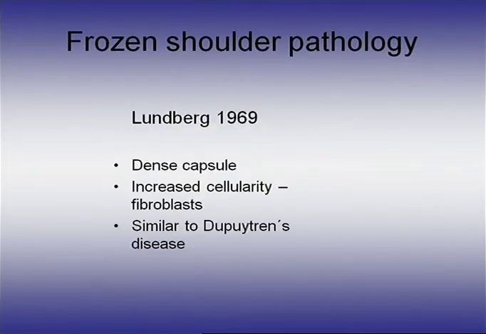Lundberg wrote a thesis about frozen shoulder that he presented in Malmö, Sweden, in 1969. He found a dense capsule and an increased cellularity, but he found that the cells involved were fibroblasts. It was a condition similar to Dupuytren's disease of the hand.